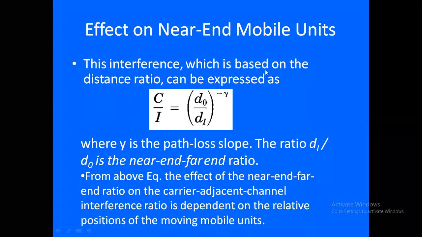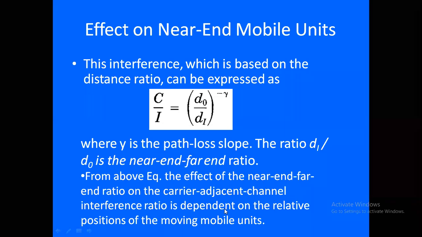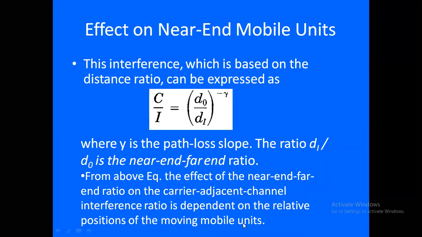This interference, which is based on the distance ratio, can be expressed as C by I. The carrier to interference ratio is given by d naught by di to the power minus gamma, where gamma is the path loss slope. The ratio di by d naught is the near and far end ratio. From the above equation, the effect of the near and far end ratio on the carrier to adjacent channel interference ratio is dependent on the relative position of the moving mobile unit. So C by I is given by d naught by di to the power minus gamma.